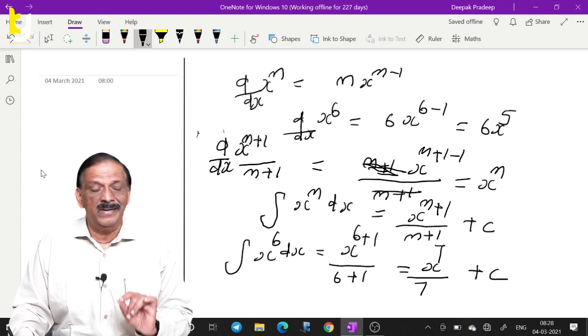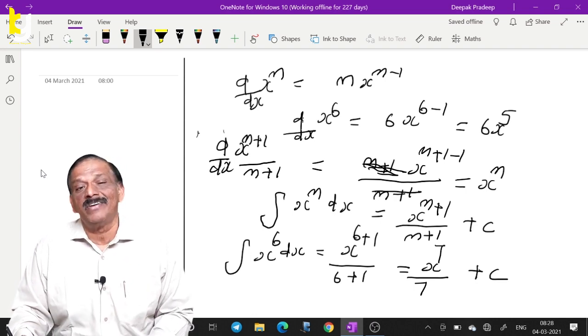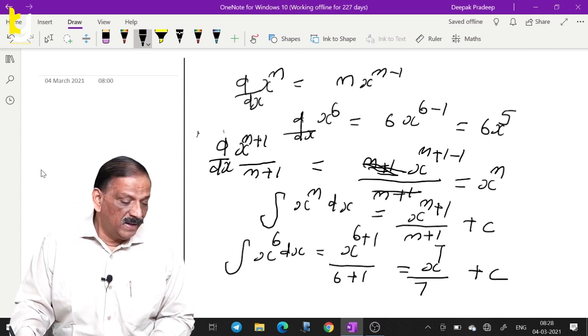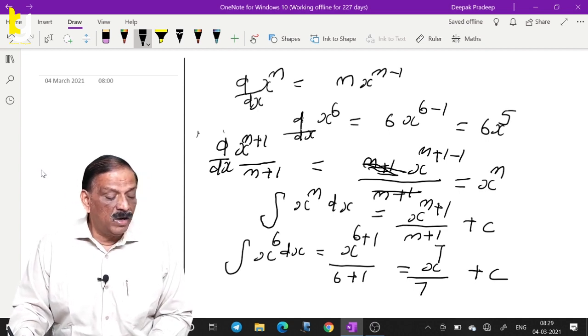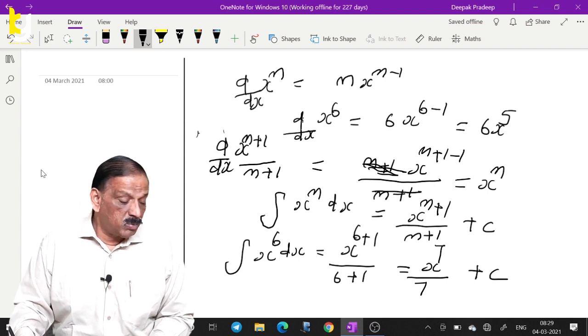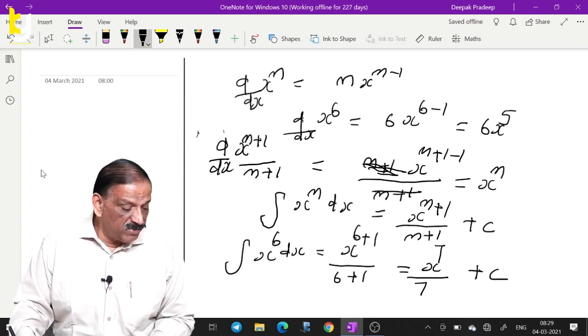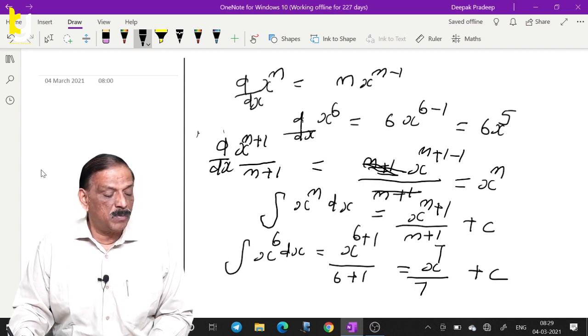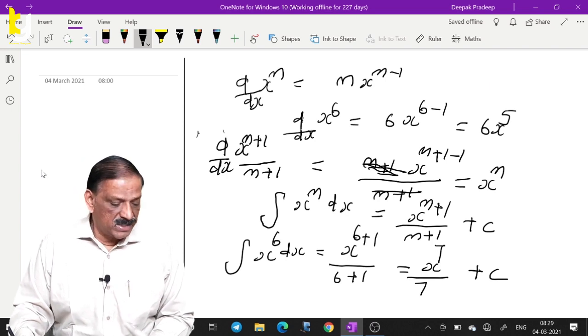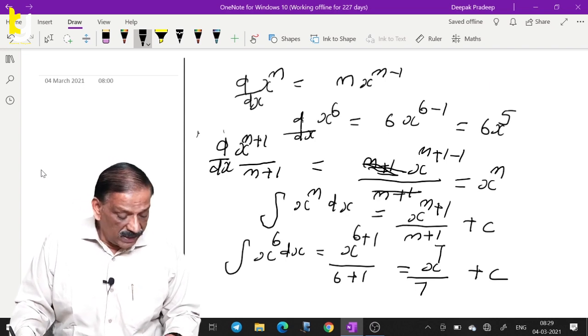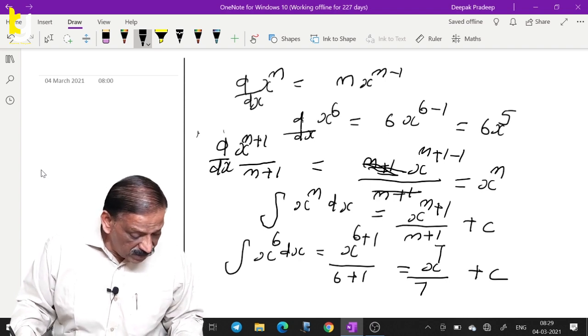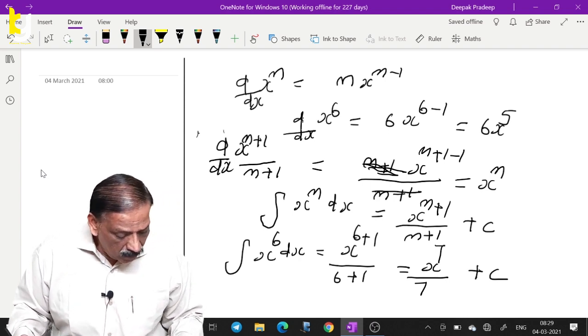So we studied the first formula of integration. That is integral x raised to n dx equals x raised to n plus 1 by n plus 1 plus c. That is, integral x raised to 6 dx equals x raised to 6 plus 1 by 6 plus 1, which is equal to x raised to 7 by 7 plus c, where c is the integral constant.